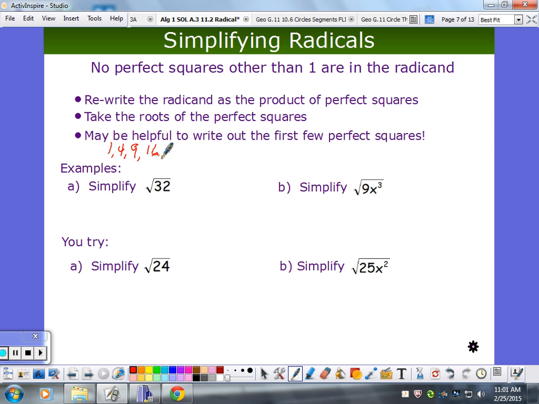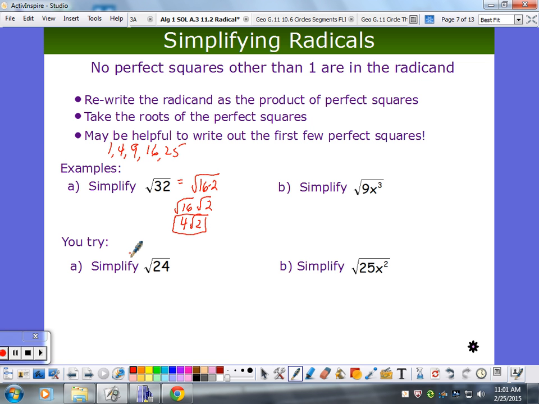So we look at all our perfect squares, that's probably enough. We say, are any of these a factor of 32? Which one? Because this is 16 times 2, right? That gives you 32. And remember that rule that says you could just break them apart? What's the square root of 16? 4. Yeah.